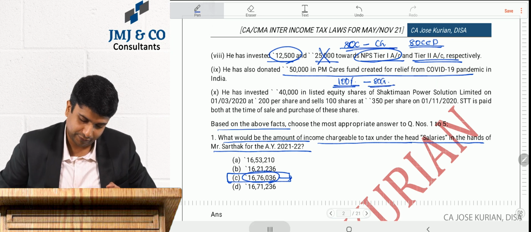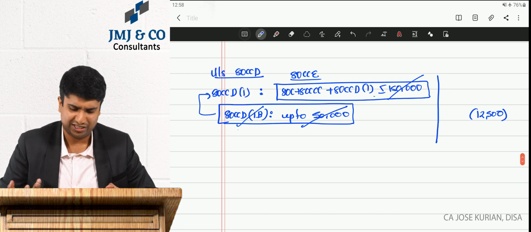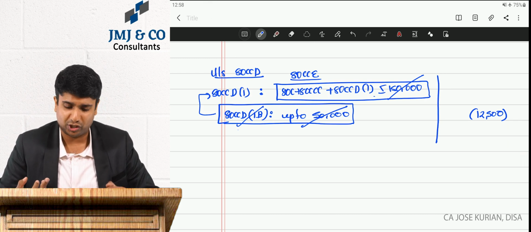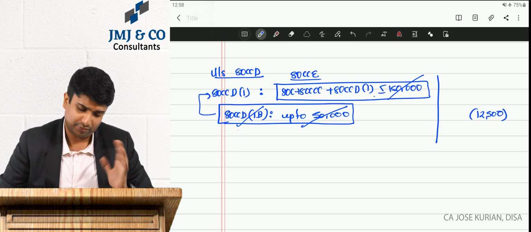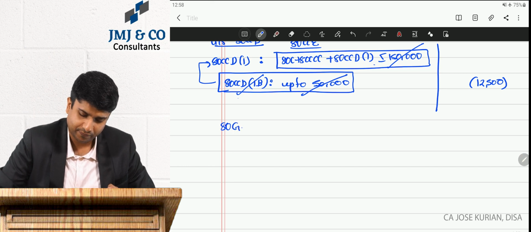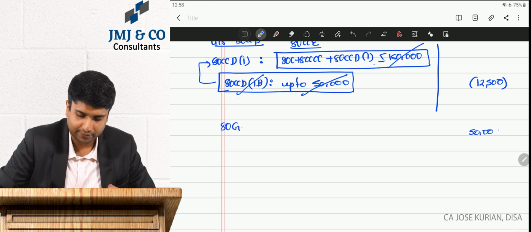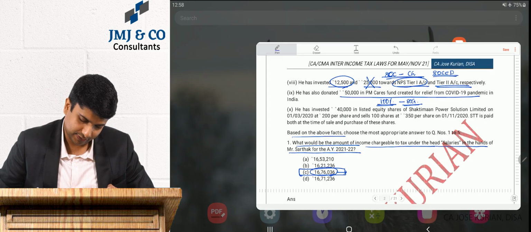And again, that 50,000 you can claim as a deduction, and the only condition is the method of payment should be other than cash. Here the method of payment is not mentioned. Again, to the PM Care Fund you cannot give a cash donation. That donation would obviously be through a bank account. So under 80G, that entire 50,000 I'm claiming as a deduction. So is there anything else, friends?